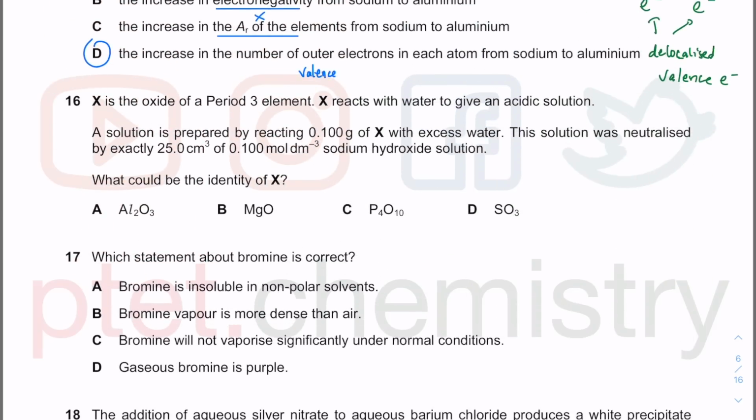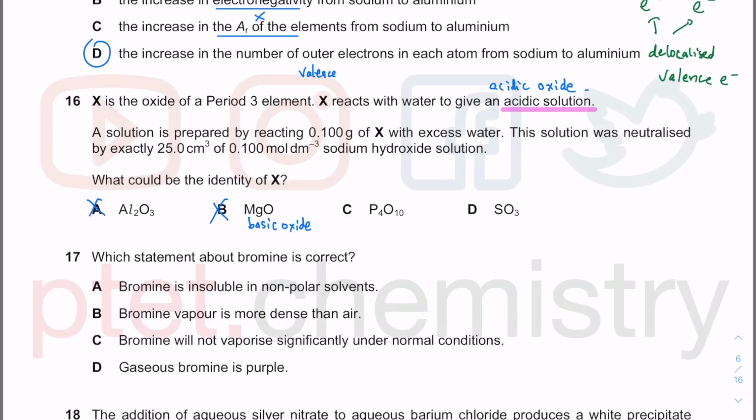Question 16. We have an oxide of a period 3 element. This reacts with water to give an acidic solution. So your first hint really is that these are oxides of the element reacting with water. So we're looking for an acidic oxide. If we're looking for an acidic oxide, MgO is out because this is what you call a basic oxide.